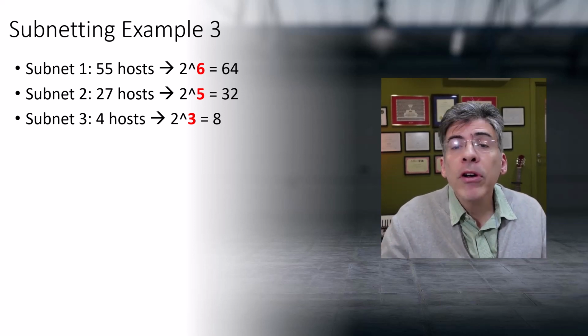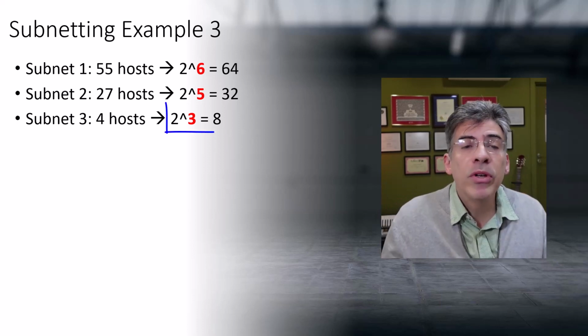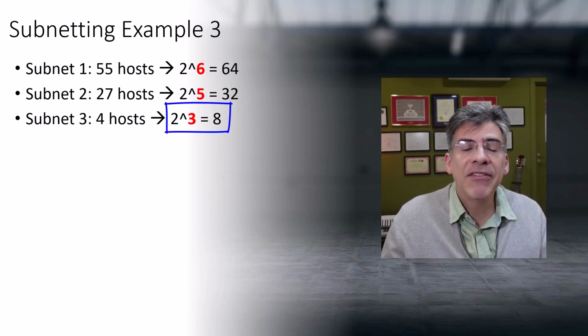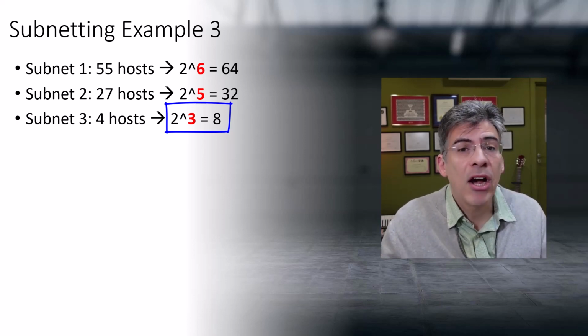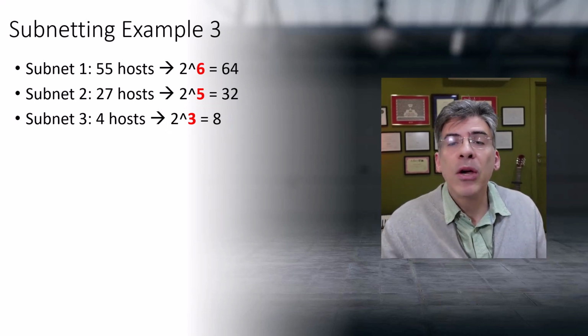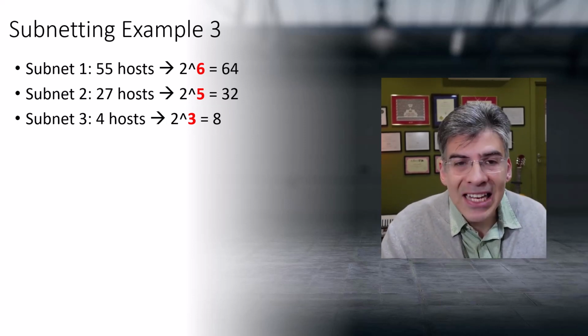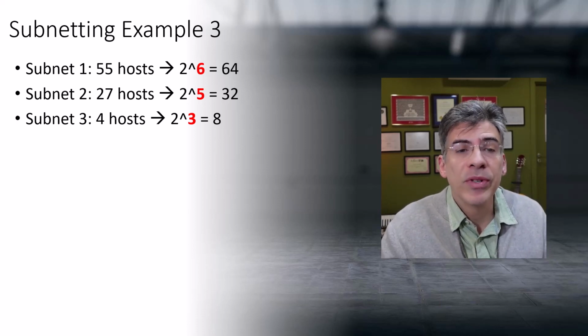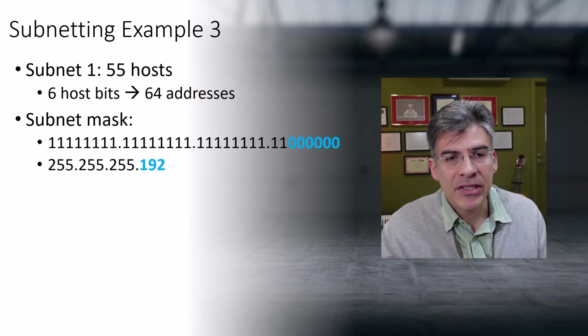So for 4 hosts, we must use the next largest subnet size, which requires 3 host bits, giving us a size of 8 addresses, of which 6 are usable host addresses. So these are the number of host bits that we will use for these subnets. And these are the sizes of the subnets that will result. So let's start subnetting our address space.